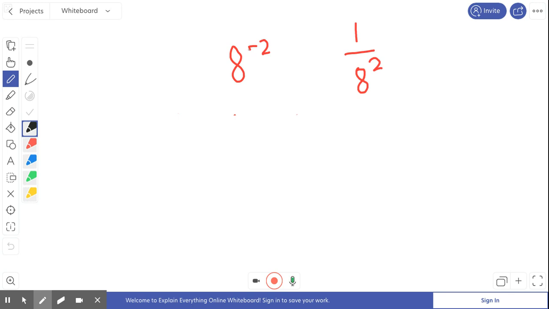Now, a zero exponent is a number to the zero power. So let's say you have 3 to the zero power. So the number is to the zero power, so it will give us 1.